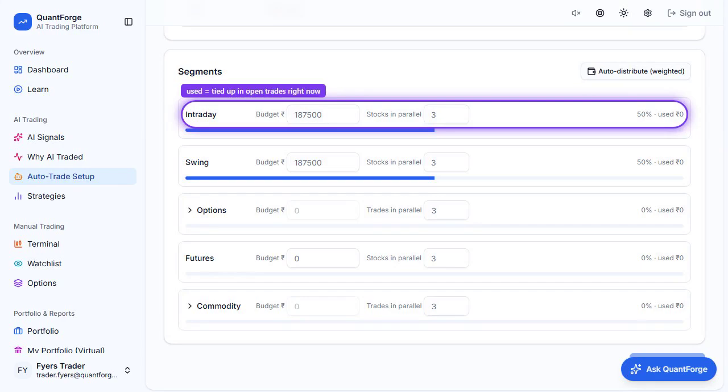And stocks in parallel, what does that control? How many trades of this type can run at once, and it is the key to position sizing. The budget is split equally across that many slots. So a 1 lakh intraday budget with 2 in parallel means 50,000 behind each of 2 stocks, never the whole lakh on one bet.